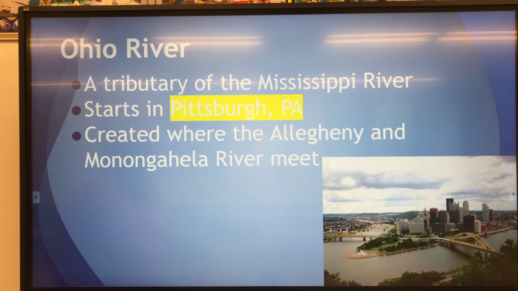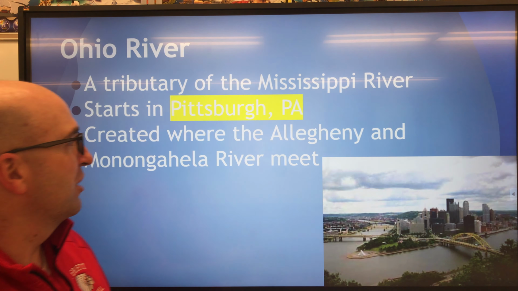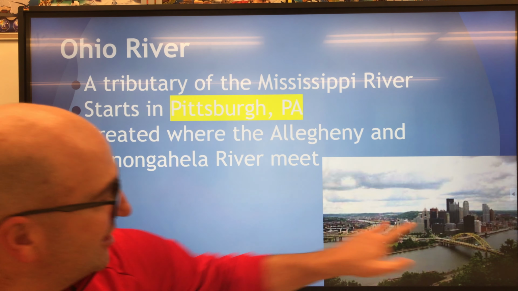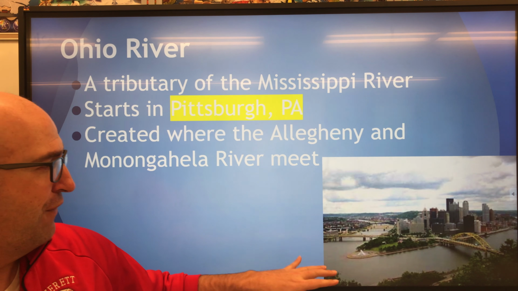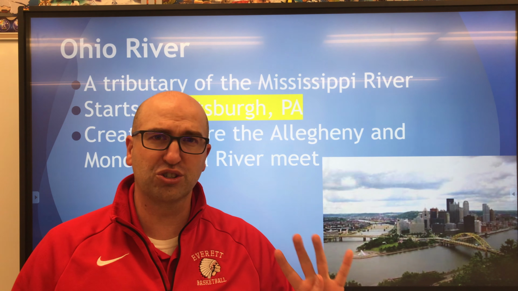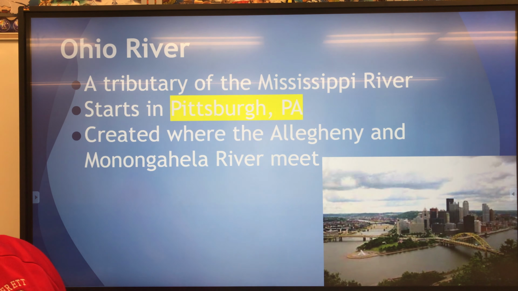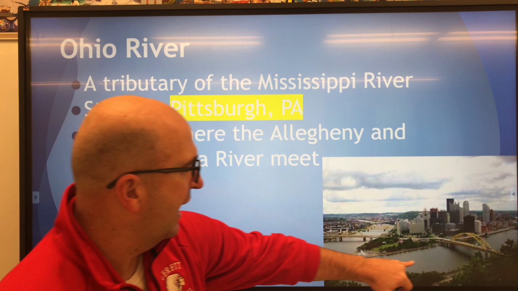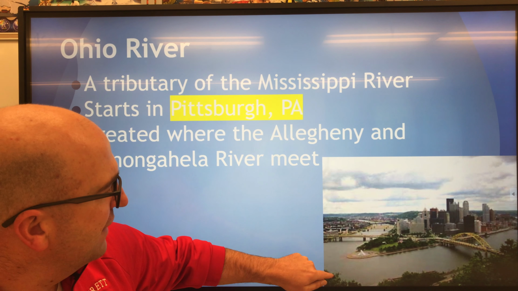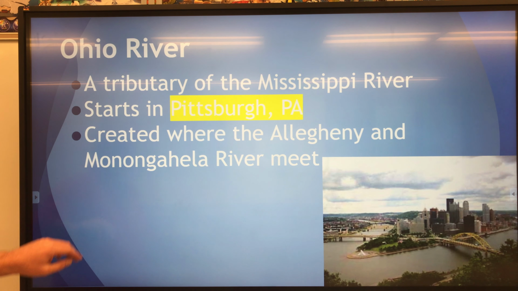Then we have the Ohio River, another tributary of the Mississippi River. Now the Ohio River begins here. And you may recognize that place because a lot of you have been there. In fact, I think for our 4th grade field trip in Everett, you go to this city. That's the city of Pittsburgh. And the city of Pittsburgh is where the Allegheny River and the Monongahela River meet. And at that point is where the Ohio River begins.